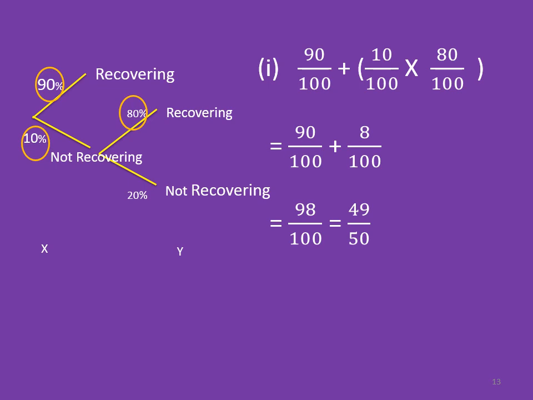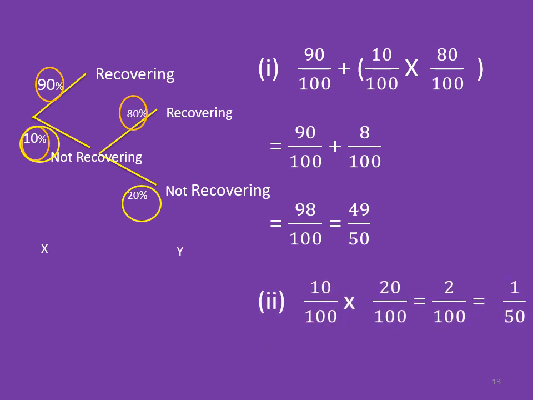Now go to the second question. Find the probability of a patient having to undergo surgery. If both of these drugs fail to cure, they are doing a surgery. Then not recovering, what's the probability? 10 over 100 multiplied by 20 over 100. You can simplify it. 2 over 100 is equal to 1 over 50.